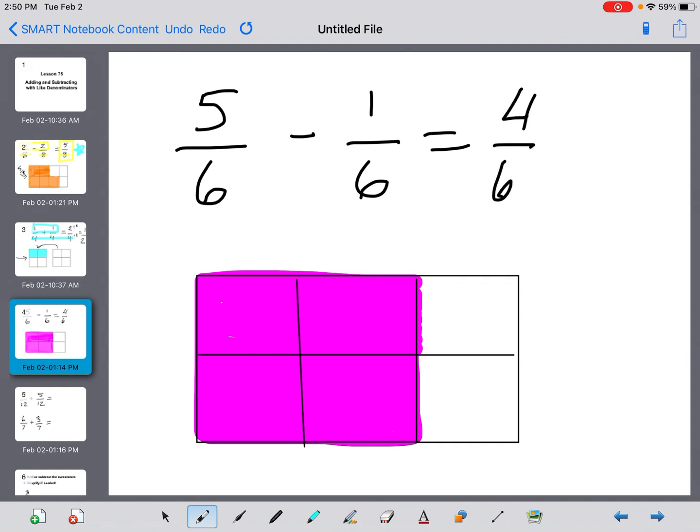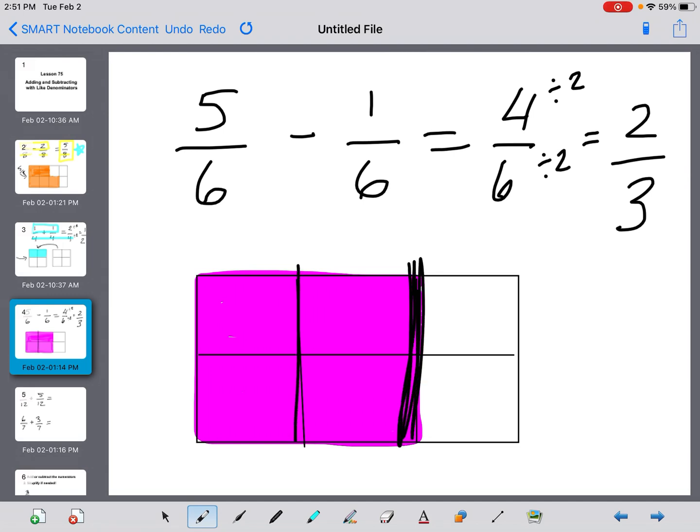I remove one of those sixths. And we end up with 4/6. Then we think to ourselves, is it in simplest form? No, it's not. Both of our numbers are even, so you can always divide by 2. And we end up with 2/3, right?